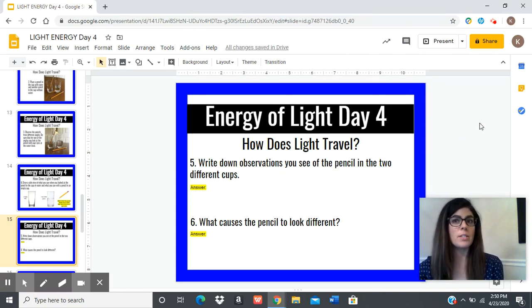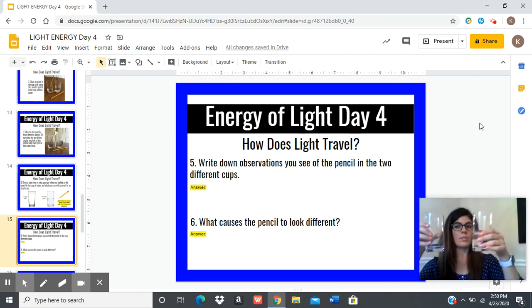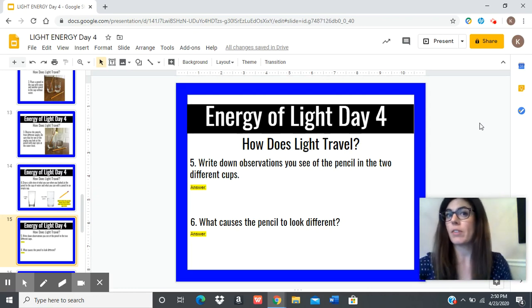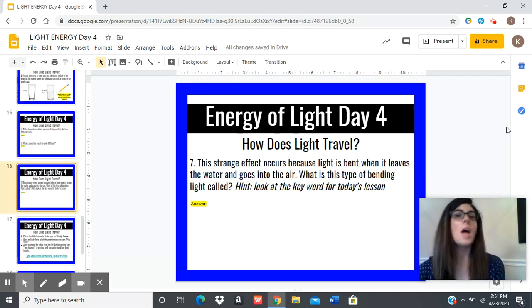For number 6, you need to write down what causes the pencil to look different. Think about what are the differences between these two cups? What caused the pencil to look different? Number 7 says this strange effect occurs because light is bent when it leaves the water and goes into the air. What is this type of bending light called? Hint, look at today's key word for this lesson.